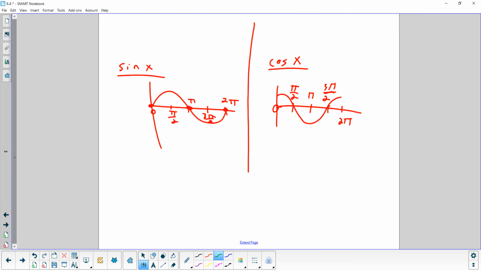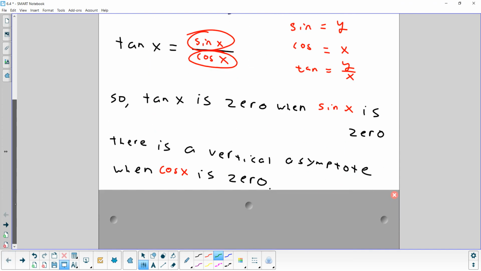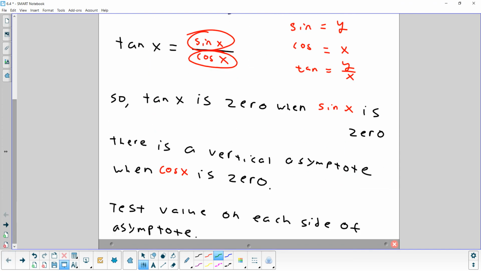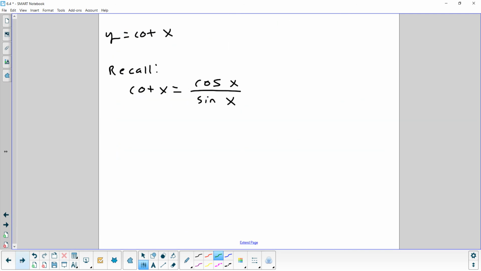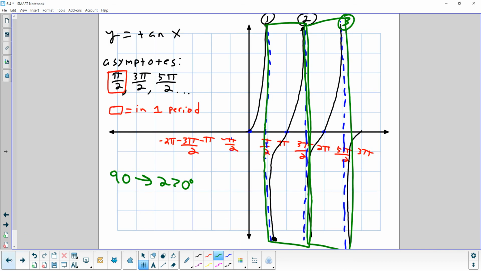All right, so that's what tangent looks like. And cotangent, well, I'm not going to go through it in as much detail, but cotangent is when you take tangent and you flip it. So now everywhere that there was a 0, that's going to become an asymptote. And everywhere that we had an asymptote, that's going to become a 0. So if we go back and look at it, we had an asymptote at pi over 2.